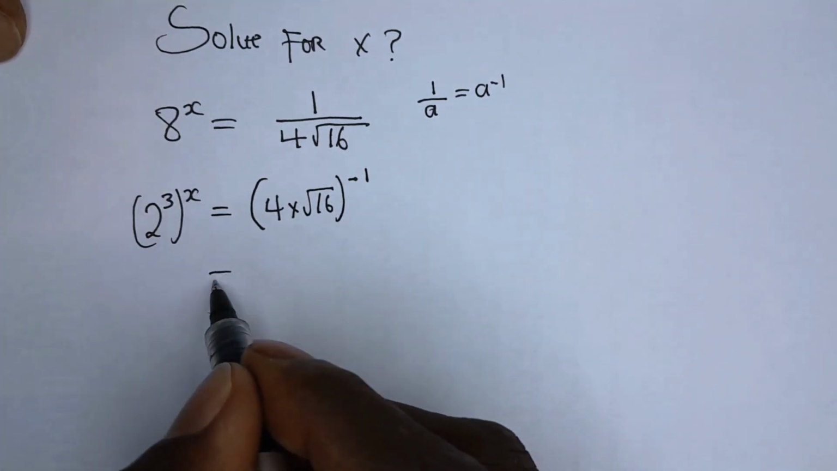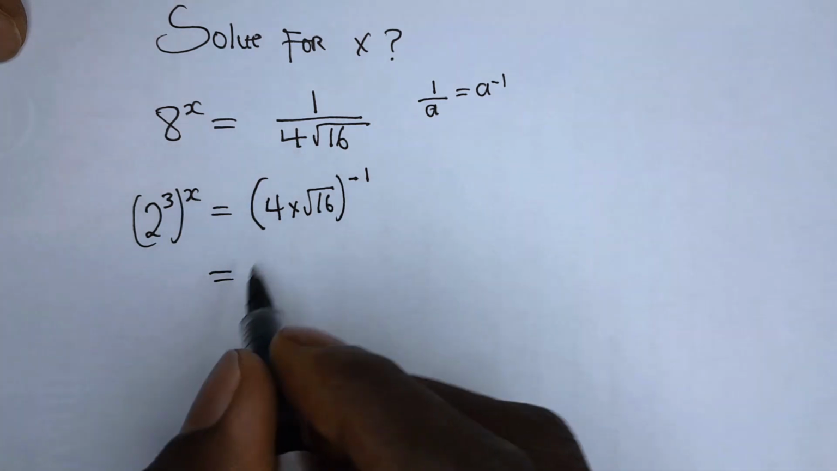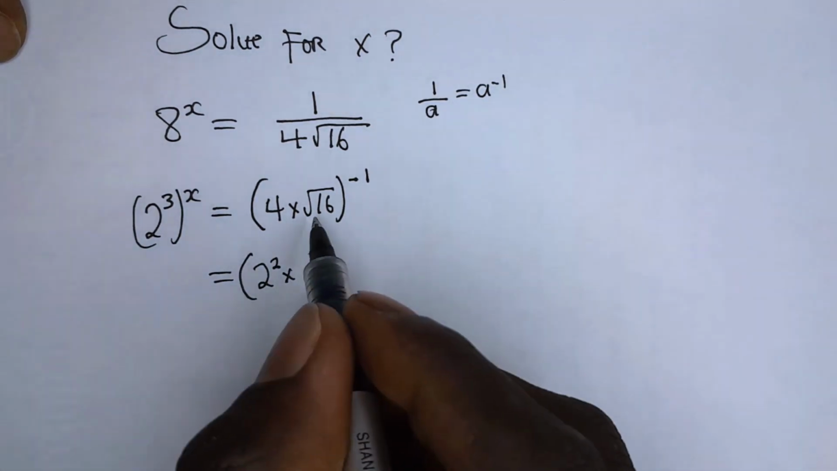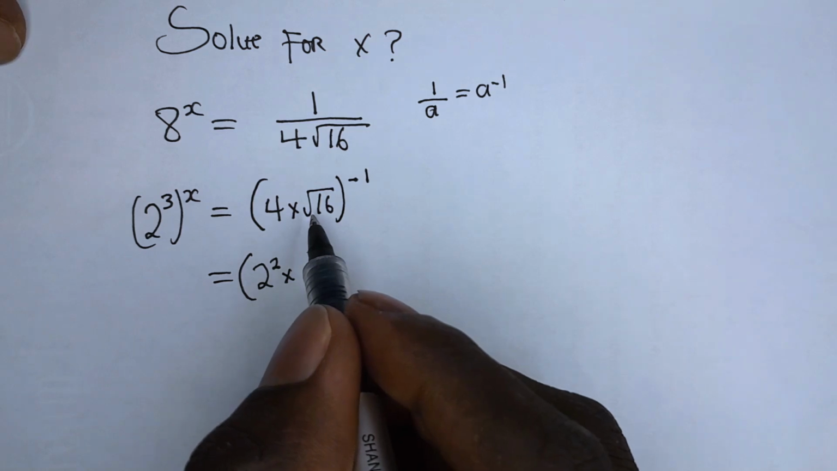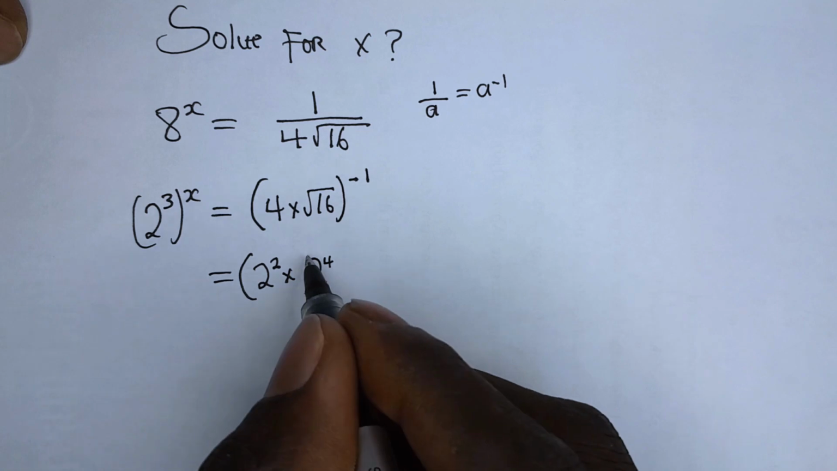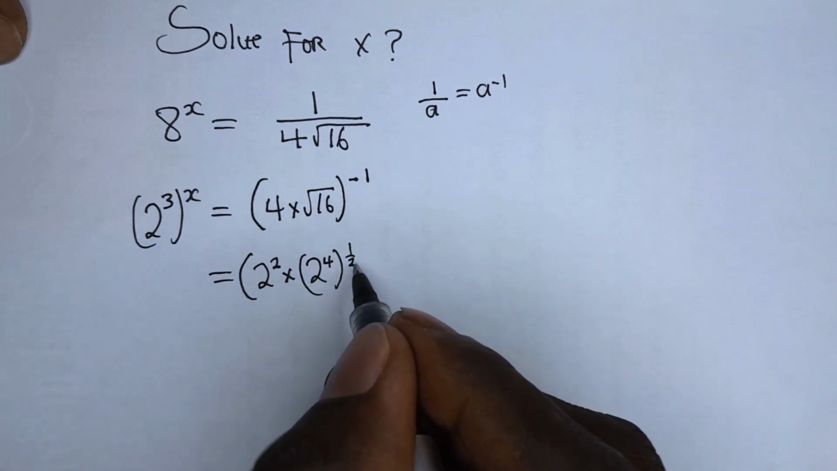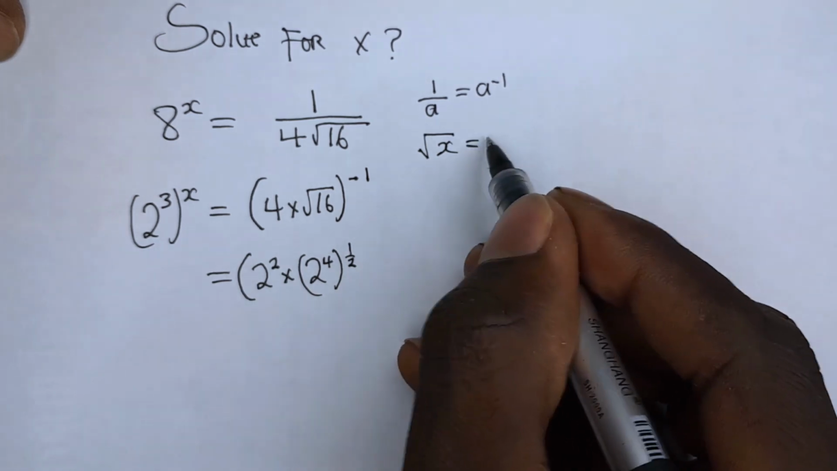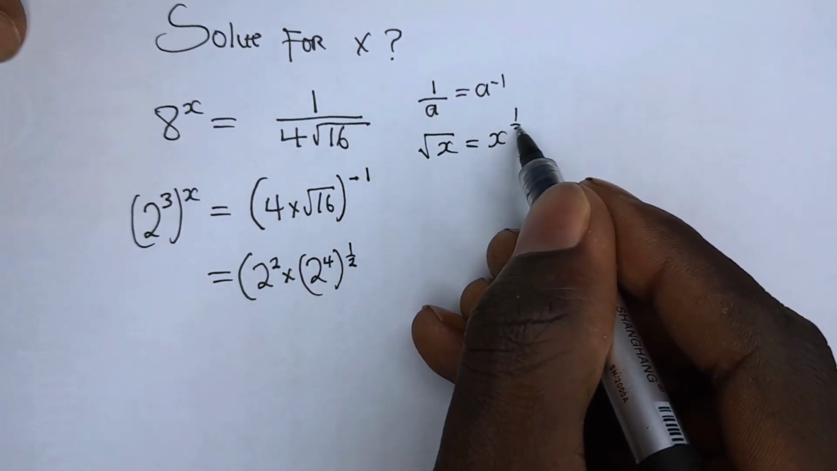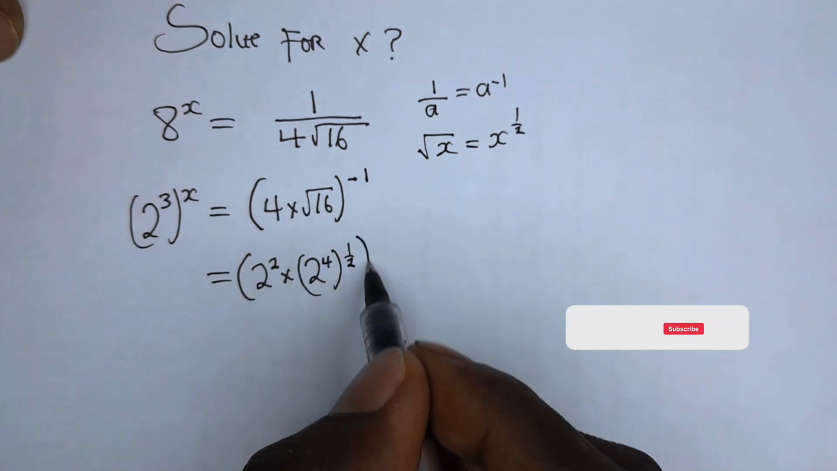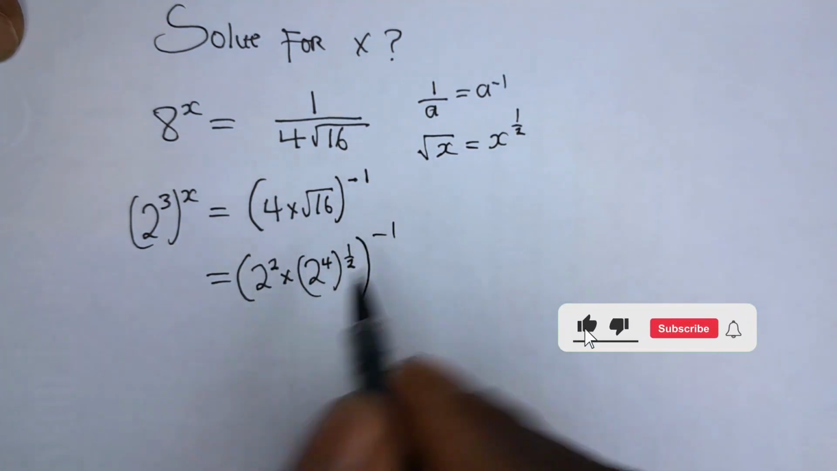and again we can write 4 in its index form, which is 2 to the power of 2, multiplied by square root of 16. We can write square root of 16 as (2 to the power of 4) to the power of 1 over 2, because we have a law that says if you have square root of x, it is equal to x to the power of 1 over 2. So if this is true, we can apply it here, all to the power of negative 1.